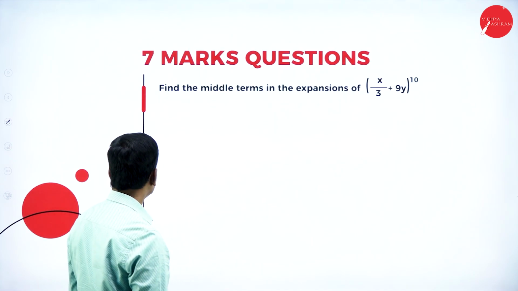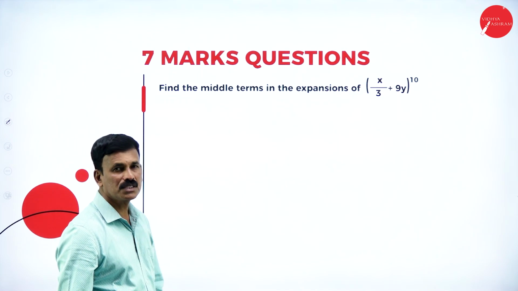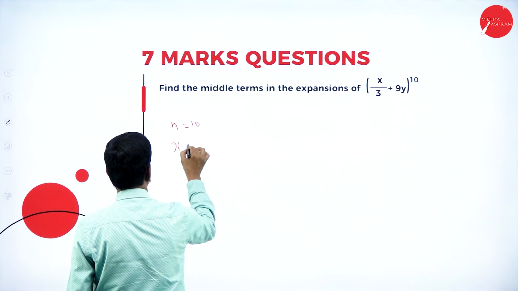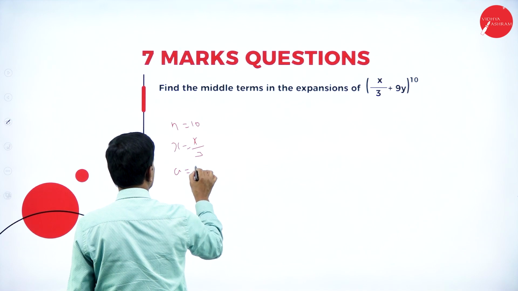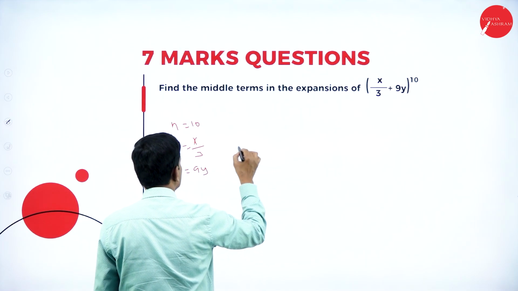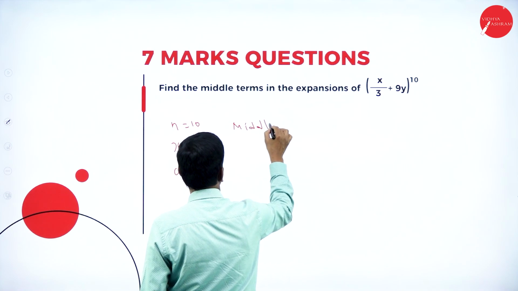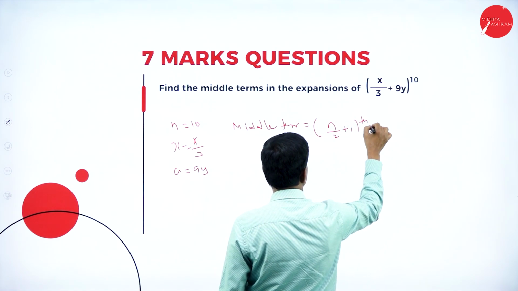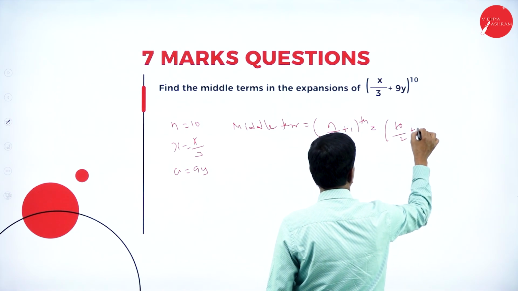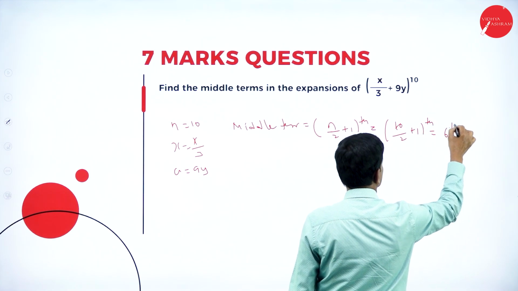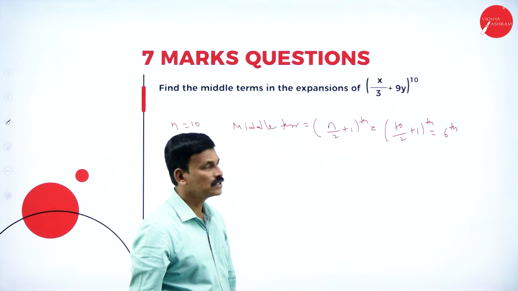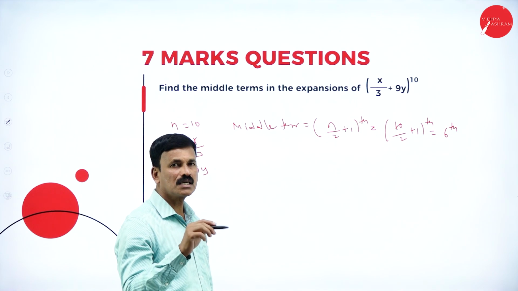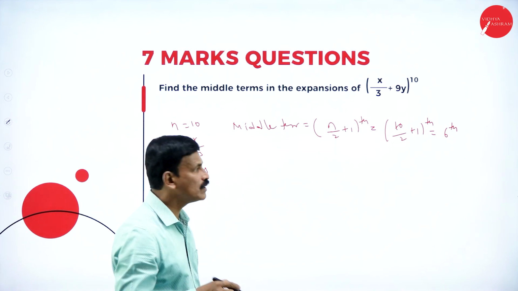Now move on to the next type of problem. Find the middle term in the expansion of the same type of problem. So n is equal to 10, x is equal to x by 3, and a is equal to 9y. To find the middle term, it is the (n by 2 plus 1)th term, that is nothing but 10 by 2 plus 1. 10 by 2 is 5 plus 1. So the sixth term is the middle term here, right? Since there are 10 plus 1, 11 terms, 1, 2, 3, 4, 5, 6, 7, 8, 9, 10, therefore the middle term will be the sixth term.